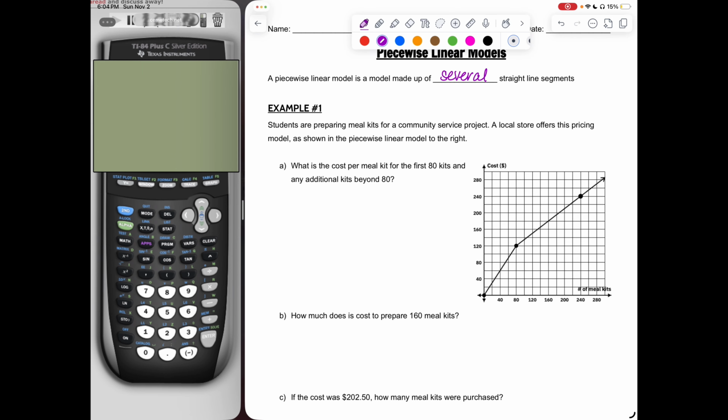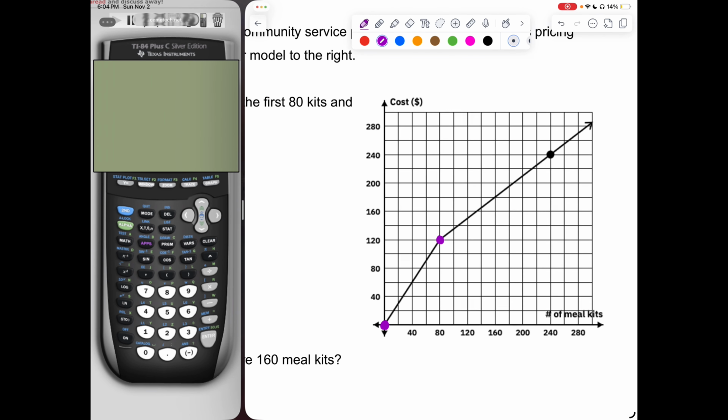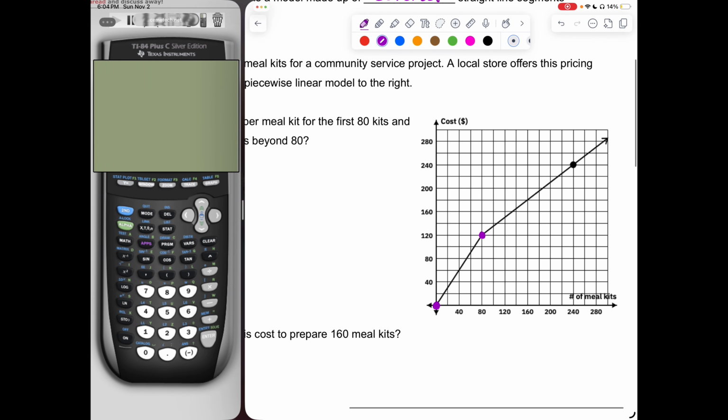If we ask ourselves, what is the cost per meal kit for the first 80 kits, that means we want to go from here to here. We want to figure out the cost per meal kit. As we can see, we go up $120 for 80 meal kits. We know both of those are positive.